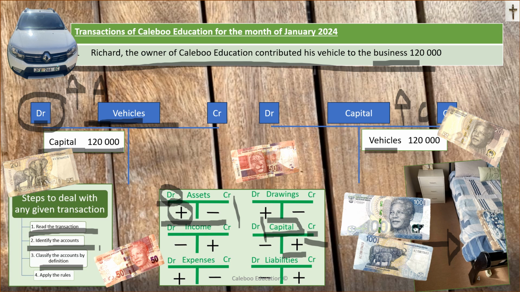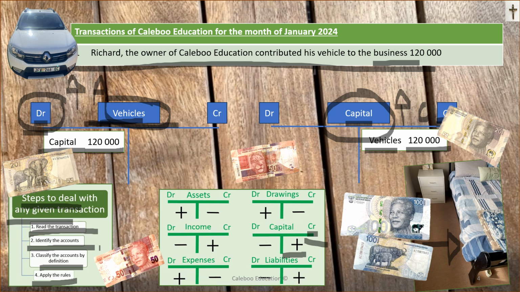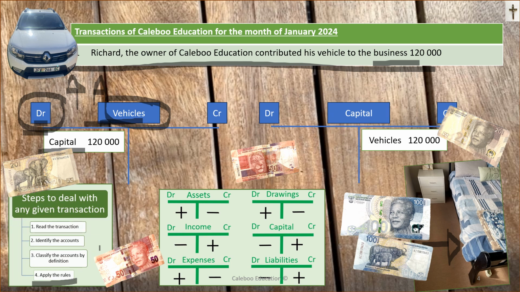So underneath capital, on the credit side, vehicles will appear under details, and the amount is 120,000. So capital was credited and vehicles was debited according to our rules. There we go, we applied the rules. So we've got just steps to deal with the transaction, and I have the rules here. If I rub this all out, you can see the answer clearly.